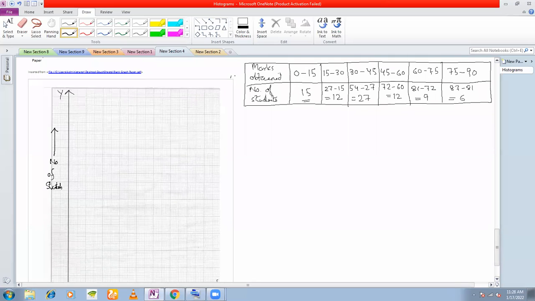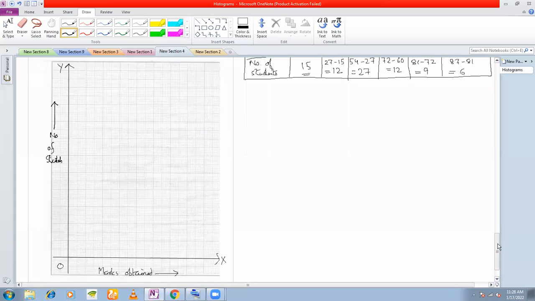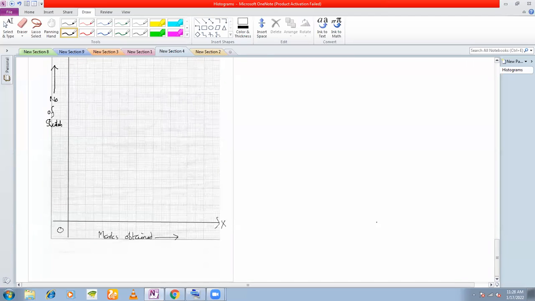Along the X axis, you see, we are going to plot marks obtained. It starts from 0, ends at 90, right? So 0 to 15 you have, then 15 to 30 you have, and so on, right? So 0 to 15, I can take here 15. I can take this as 30, 45, 60, 75, and 90. So how many divisions here? 10 divisions, right? And 10 divisions is equal to how many marks? 30 minus 15 is 15 marks, isn't it? So one division is equal to how much? 15 by 10, which is equal to 1.5 marks, isn't it? We will write here.